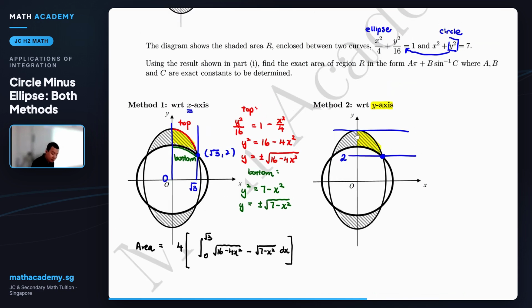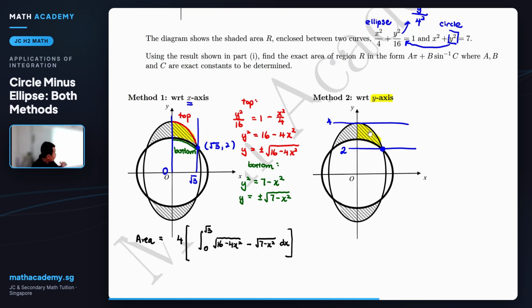What is the highest position in the ellipse? So for the ellipse equation, what is the height of the ellipse? Height of the ellipse can be viewed as this part is y squared over 4 squared. So the height is actually at 4. This vertical height from the center is 4. So from 2 to 4, how are we going to find this particular area?